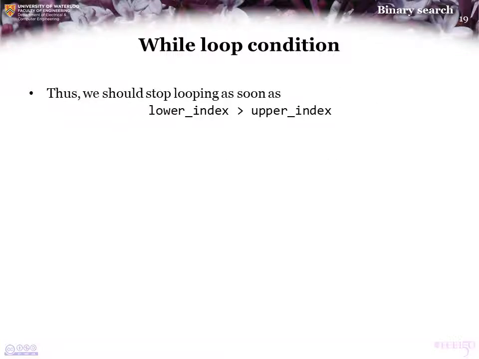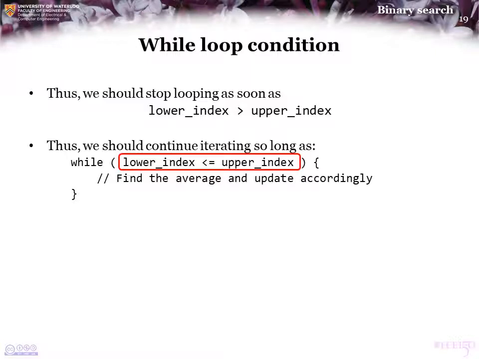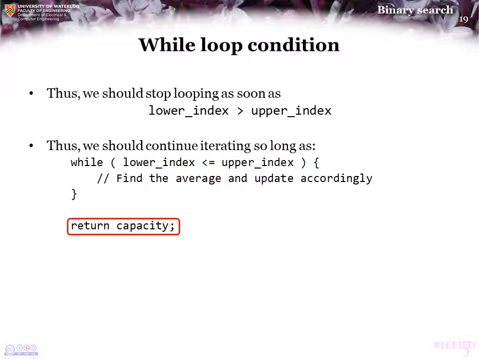Thus, it seems we should stop looping as soon as the lower index is greater than the upper index. So this is what our loop condition should look like. While lower index is less than or equal to upper index, we keep on finding the average index and update accordingly. If this loop halts, that means we have not found the entry, so we will return capacity.